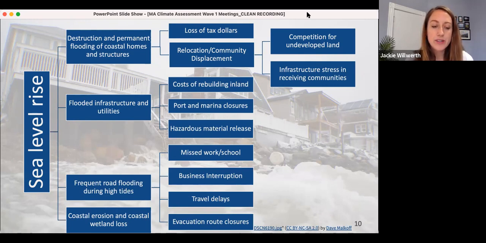We have also, in terms of transportation, frequent road flooding during high tide events, sometimes called sunny day flooding. And this can lead to missed work and school, business interruptions, and travel delays, as well as evacuation route closures. During extreme events, when storms and sea level rise combine, that can be a problem for some coastal areas. Finally, we have coastal erosion and coastal wetland loss. There's a lot of important habitats along the coast that could be vulnerable to sea level rise.